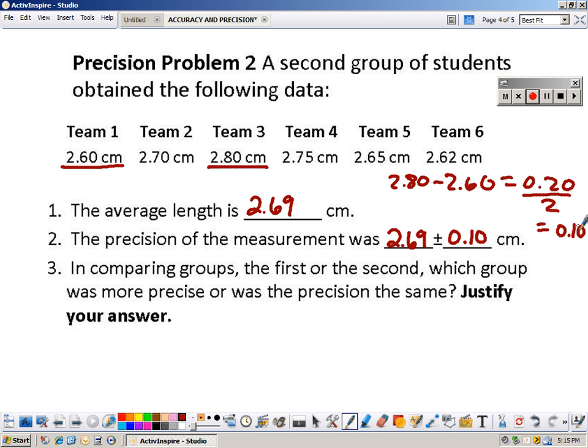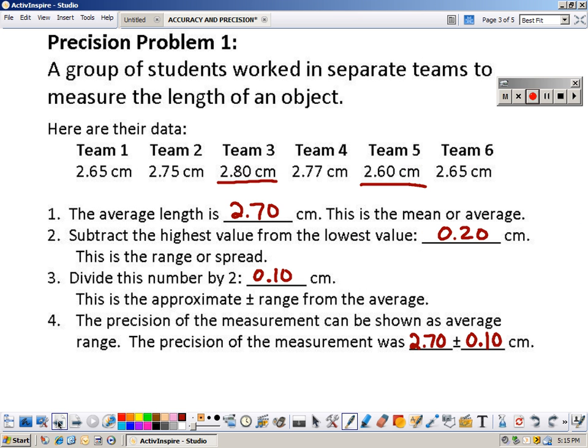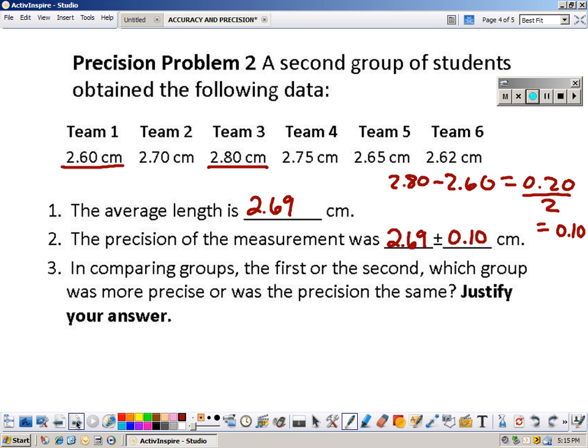Now, if we compare problem number 1 with problem number 2, let's see how the precision compares. So go back, look at problem 1. Okay, 2.7 plus or minus 0.1 centimeters, compared to 2.69 plus or minus 0.1 centimeters. So question 3, it says in comparing groups, the first or the second, which was more precise, or was the precision the same? Justify your answer.